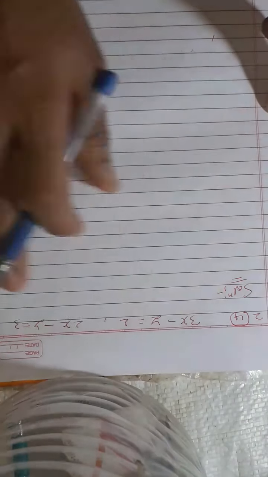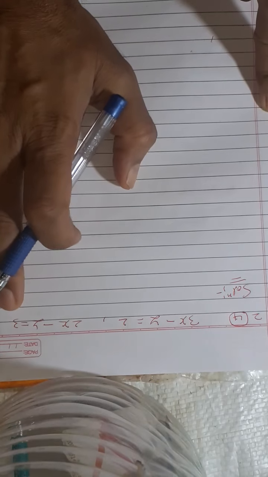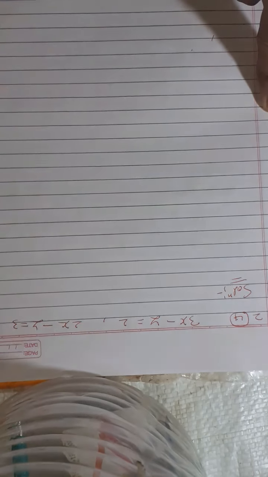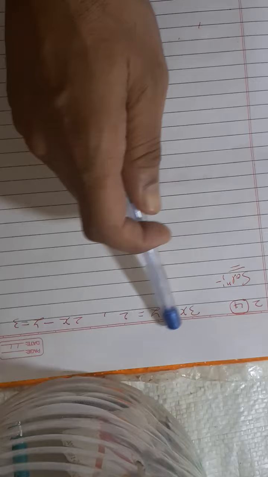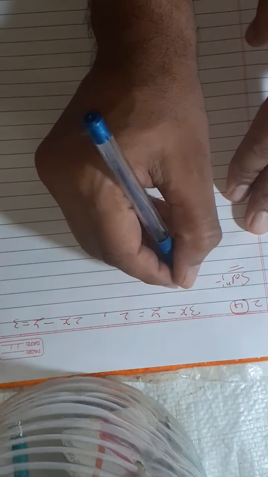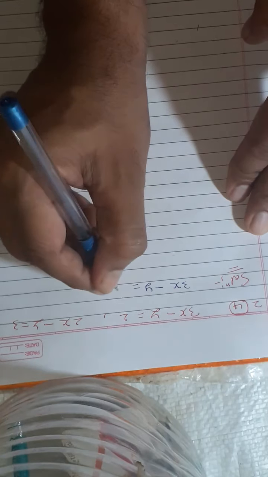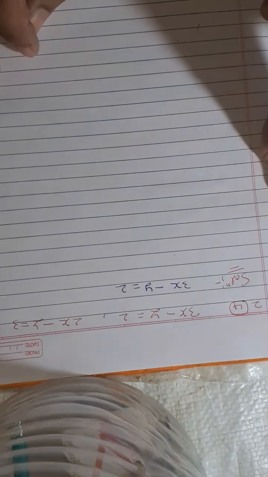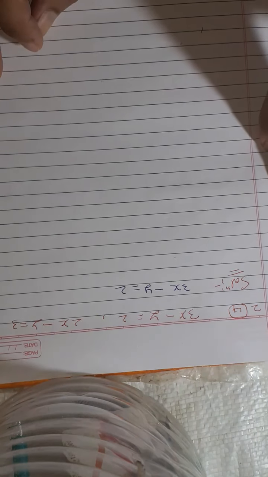Solution of the fourth sum, second fourth, that is 3x minus y is equal to 2 and 2x minus y is equal to 3. तो इसका solution क्या हो जाएगा? So first of all I am making the table. For that we are taking the first equation, that is 3x minus y is equal to 2. Clear?